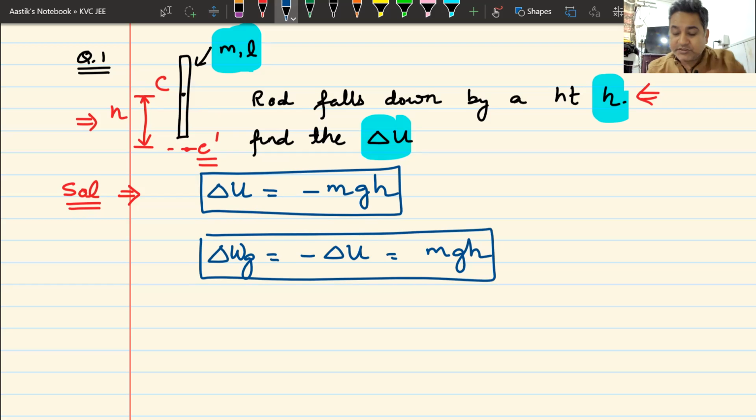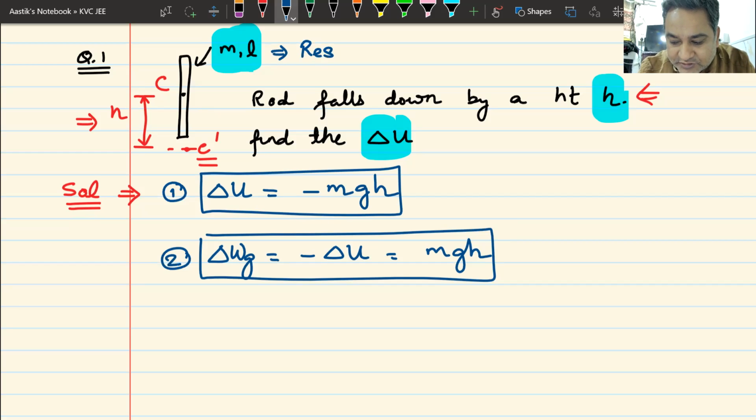Now comes the third question. And that is how you make a difficult question from a simple question. The third is, when I'm holding this rod here, and I'm going to write it also, when I'm holding this rod here, this rod has rest. It is at rest. Do you all understand this?